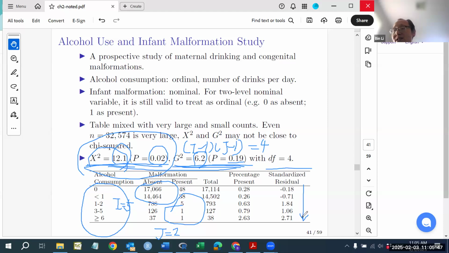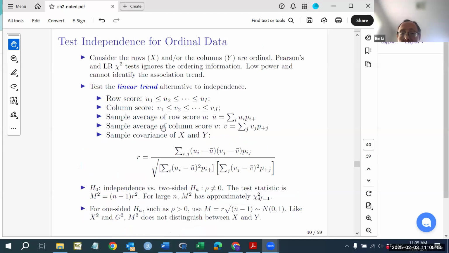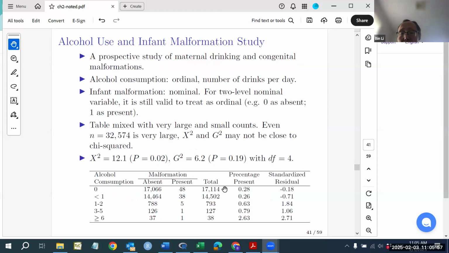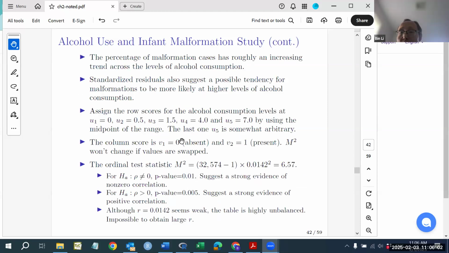Okay, but to rigorously test it, we can use the test that we mentioned here. So we can test the linear trend. And to test the linear trend, we have the M square, which is this one. This is the total sample size minus 1 times this r. And you can see the test statistic is 6.57. And this follows a chi-square with degree of freedom 1.